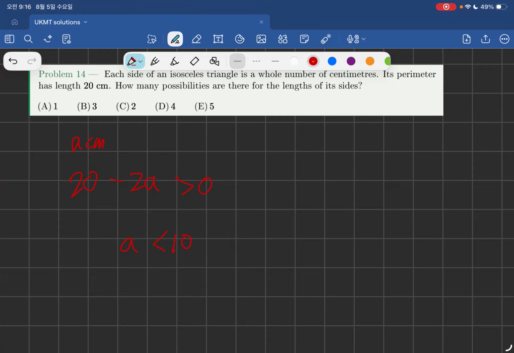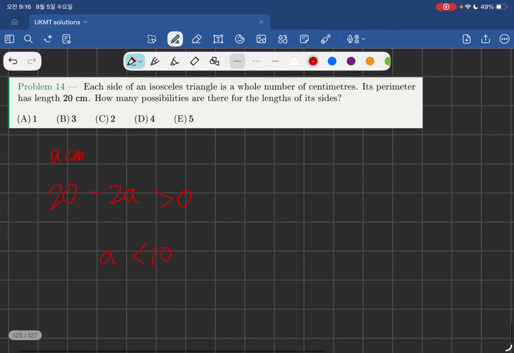less than 10. And in a triangle, the length of one side must be less than the sum of the lengths of the two other sides. So if I make that into an equation, we're going to have 20 minus 2A is going to be smaller than 2A. And this gives us 20 is smaller than 4A, so A is greater than 5.